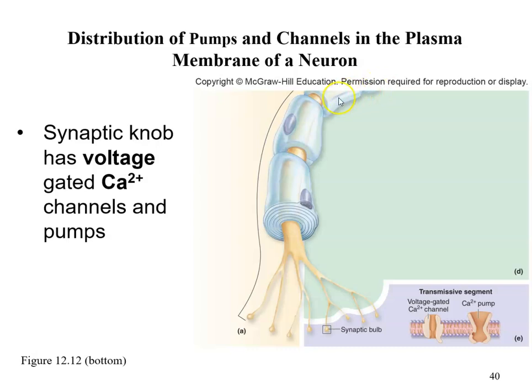Okay, and when the signal goes all the way down the axon and reaches the synaptic knobs, remember that there's going to be voltage-gated calcium channels that open. So these voltage-gated calcium channels are going to allow calcium into the synaptic knob, and they're going to trigger the release of neurotransmitter. You're also going to have calcium pumps in that area, and what calcium pumps do is they pump the calcium back out of the cell to reestablish the normal resting membrane potential there.